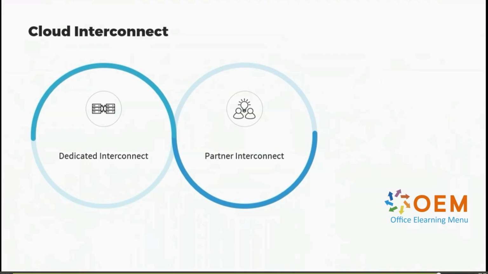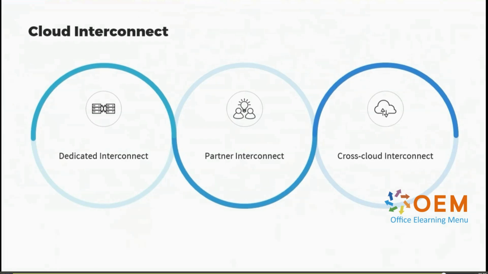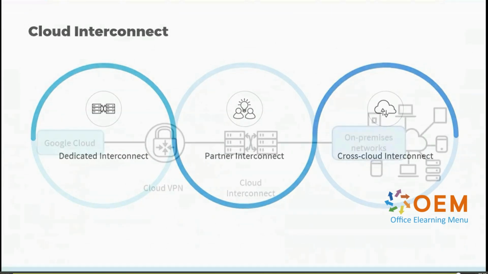A third option, which is suitable if you have resources on a different cloud provider, is called cross-cloud interconnect. Here, the interconnection happens through a co-location facility where a dedicated physical link will be set up between the Google network and the network of the other cloud provider, which might be AWS or Azure. Potentially, other cloud providers could be connected as well.